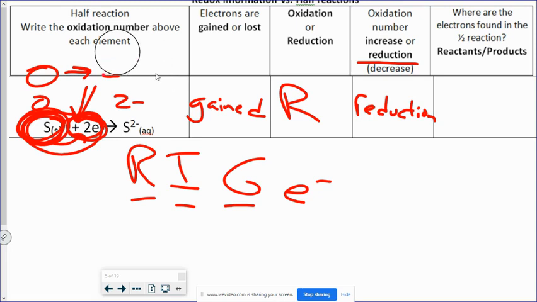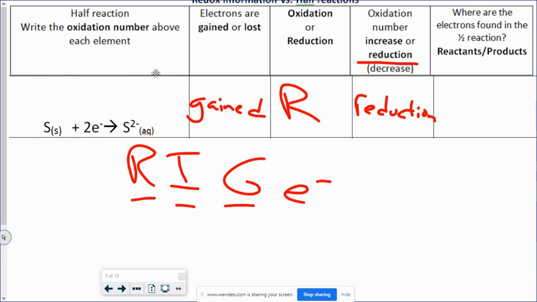And let me clean all this up for you. Where are the electrons found? The electrons are found over here on the reactant side. And again, these are things that we're going to be using in the upcoming future on more worksheets. We're going to do one more, and then I'm just going to give you the answers.